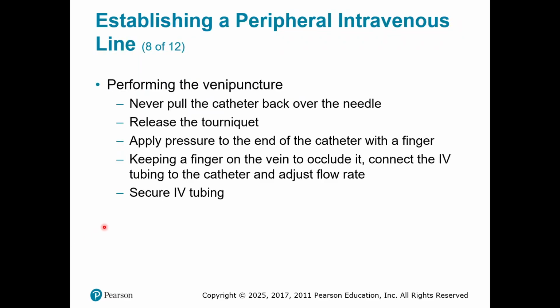Never pull the catheter back over the needle, even though people do it. It's not good, because if a piece of that plastic breaks off, then you've got a potential PE. So that's the reason why you don't want to do that. You want to release the tourniquet and apply pressure to the end of the catheter with a finger, keeping a finger on the vein to occlude it, connect the IV tubing to the catheter, and adjust the flow rate.